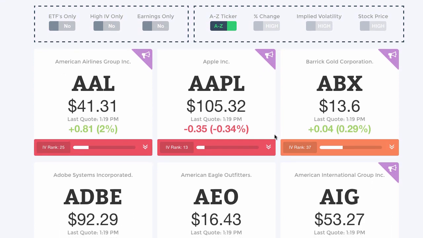In this case, if we go down to Apple, we can see that the implied volatility rank right now is the 13th percentile, or the 13th rank. What that means is that over the last year, if we were to rank Apple's implied volatility on a scale from 0 to 100, the current reading of 24 sits right around 13 on that scale. So it's actually relatively low. In fact, it's incredibly low, meaning that most of the time Apple's implied volatility is much higher than the 24-25% that it's at right now.